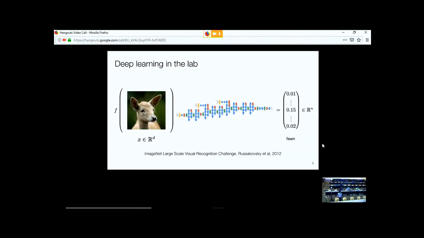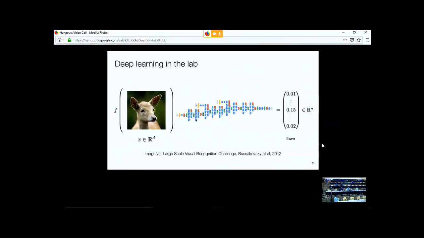And just to give an introduction to the problem, here's a canonical example of the uses of deep learning today in the lab. There's this well-known data set, the ImageNet large-scale visual recognition data set. And in this data set, we have all these kinds of images of this animal here. This is a fawn, right? So we have this high-dimensional image X, which sits in some vector space R to the D, where D is like the number of pixels in this image.